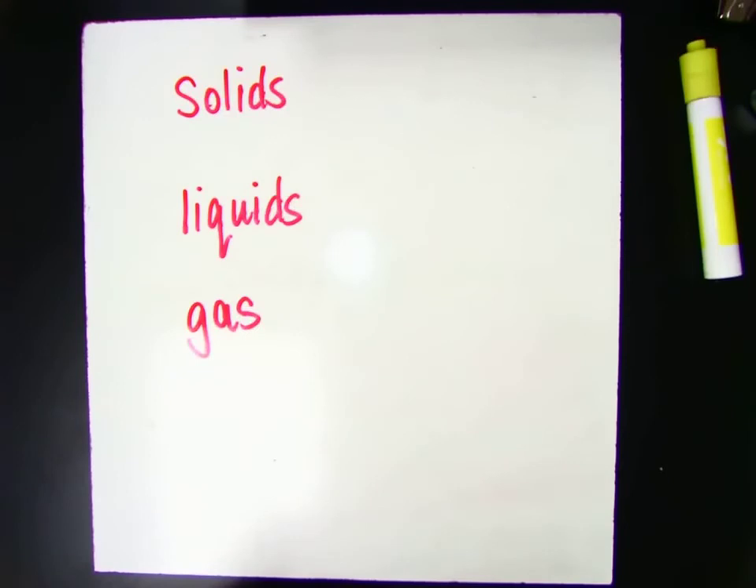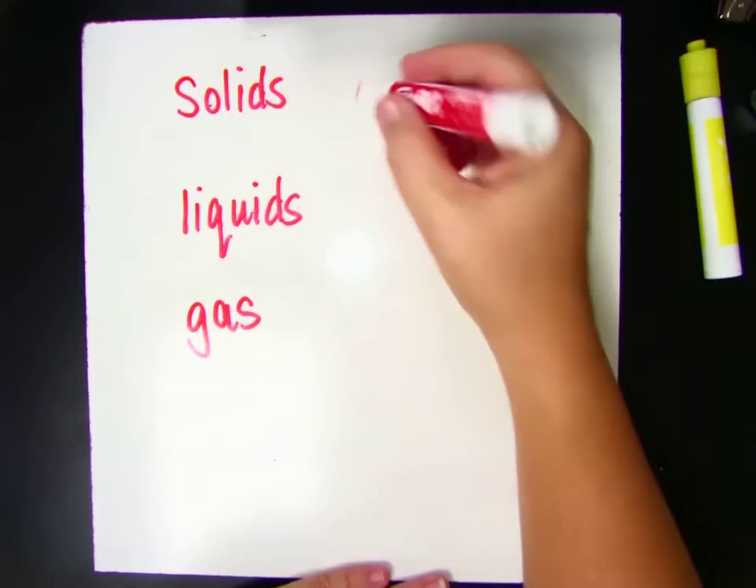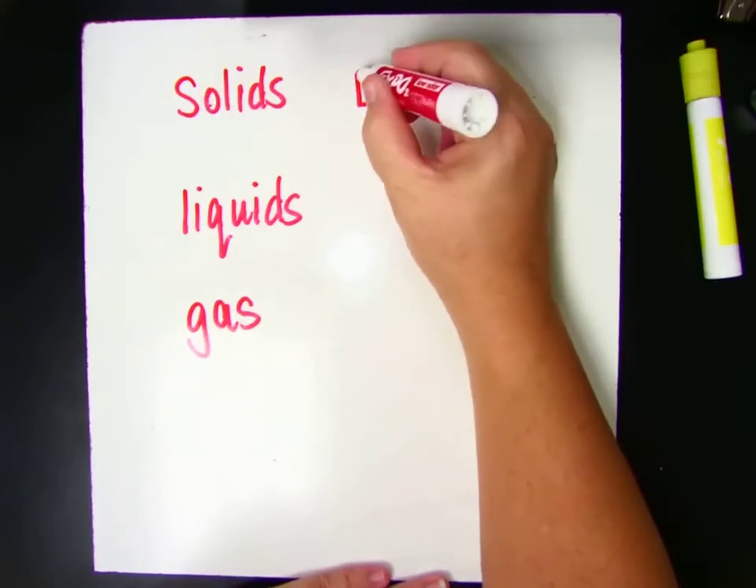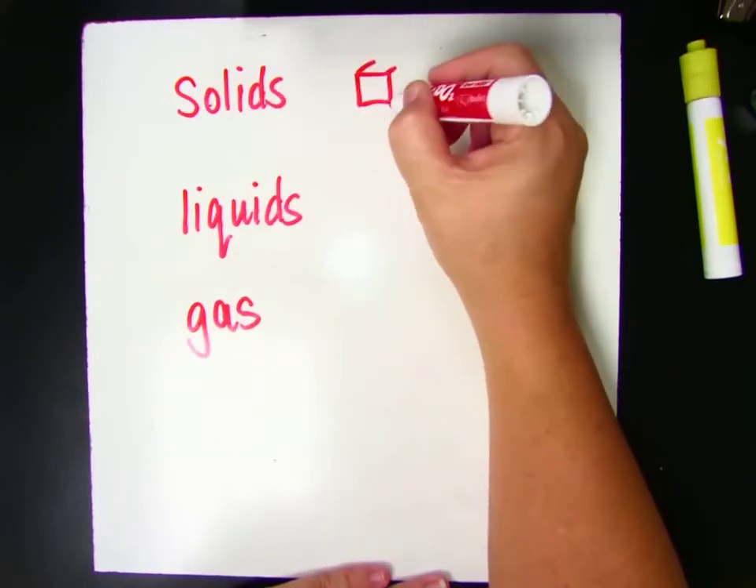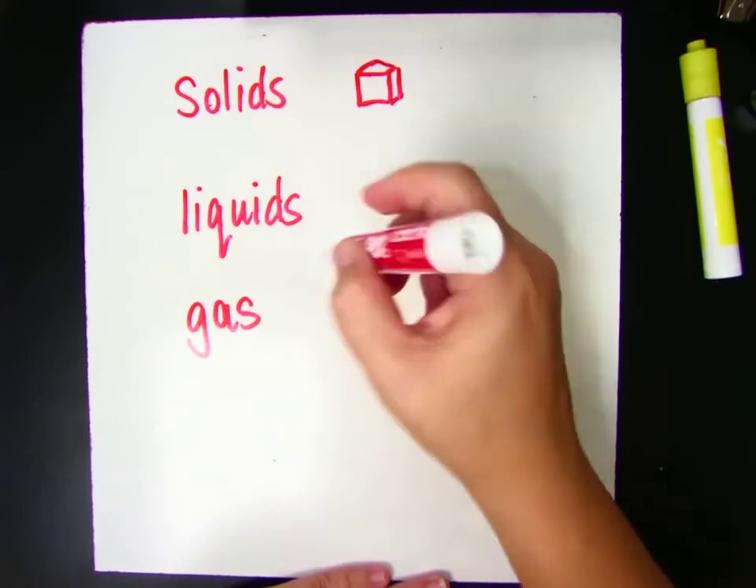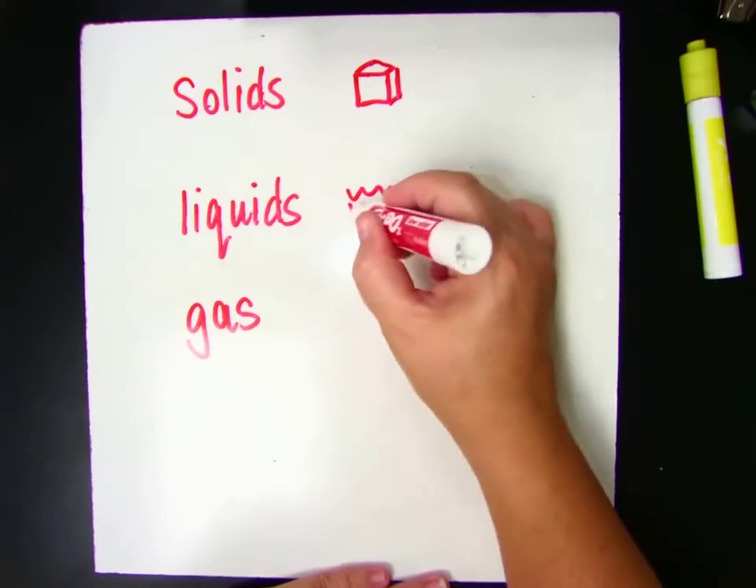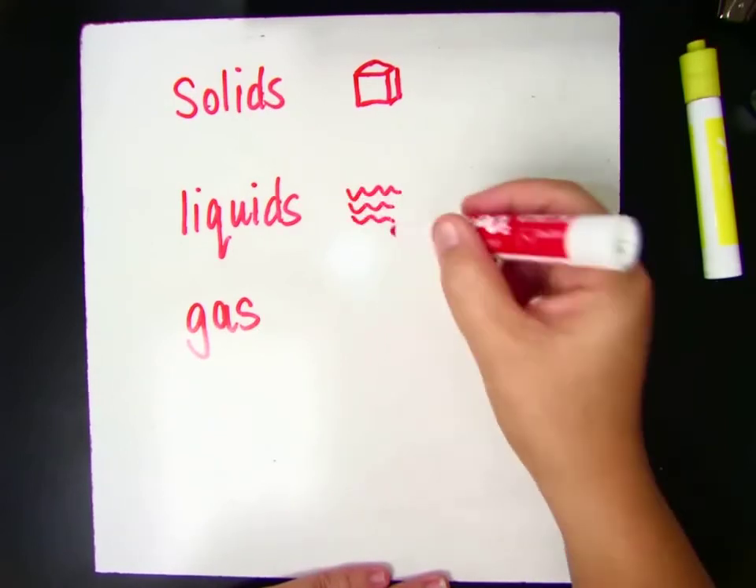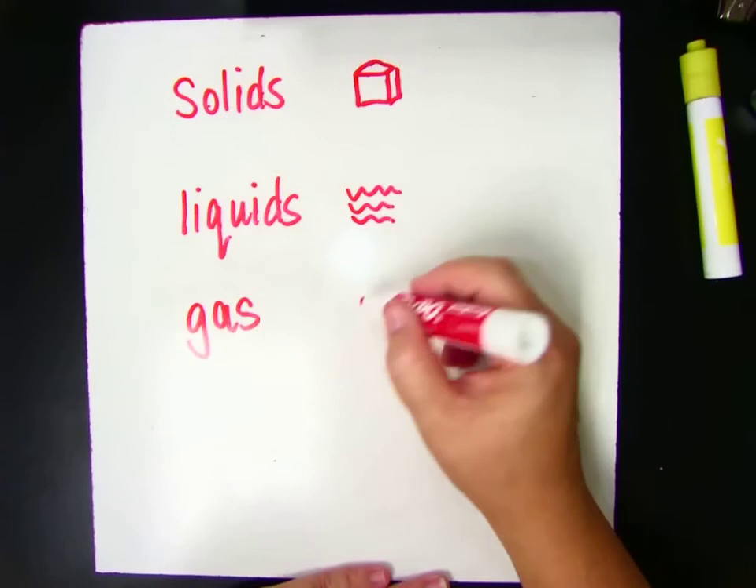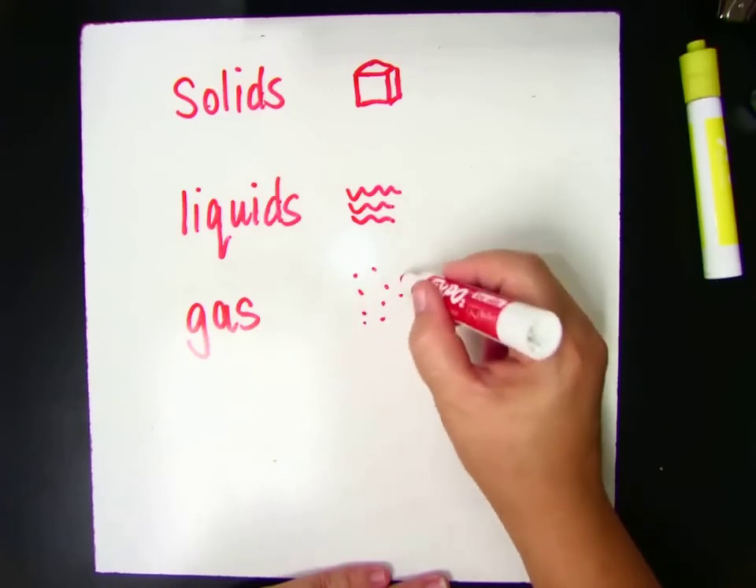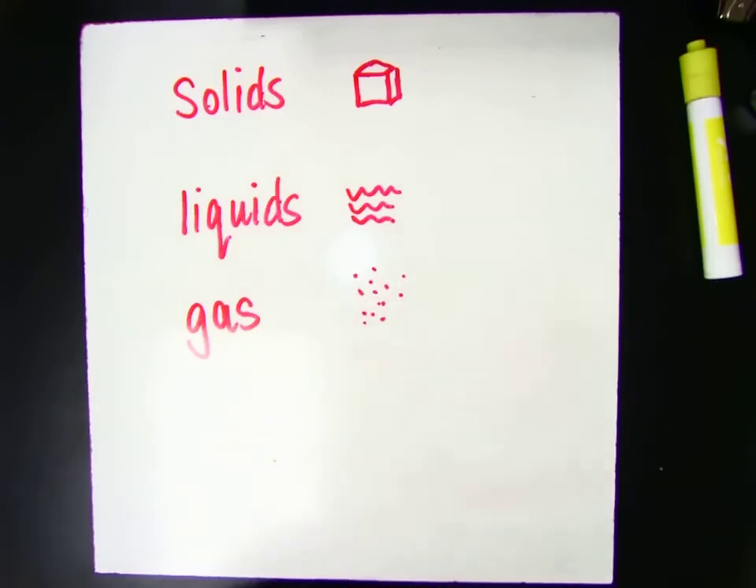So let's take, for example, an ice cube. An ice cube is a solid. If we melt that solid, it will become a liquid. And if we heat that liquid, it will become a gas or a vapor.